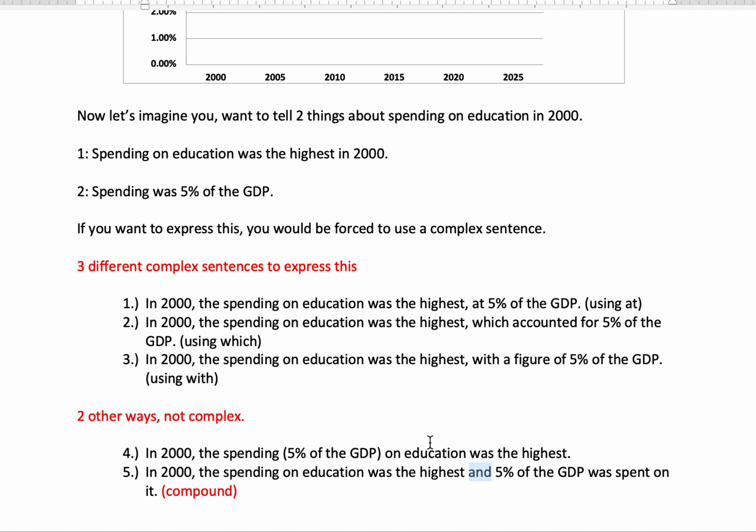Now I am joining these two with the word and. So I am making a compound sentence, which is very easy. You are just joining two simple sentences with a conjunction that is and. Correct? So I think you've understood there are 5 different ways you can say the same thing.